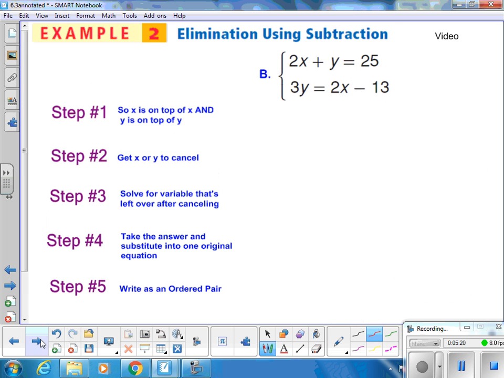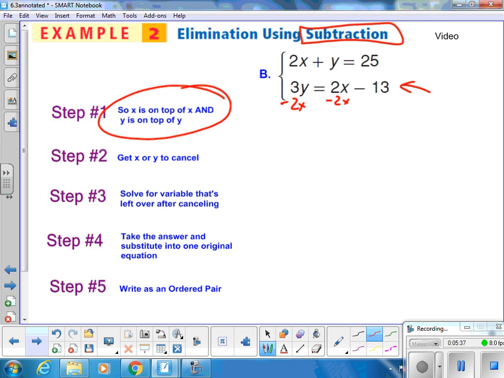All right, I'm going to do some more subtraction. So I'm going to look at my 2 here and see if there's anything I can cancel out. Right, what I'm going to do here is I remember my step one here is to get the x and the y on top of each other, and this is not. So I've got to move some things around. So I'm going to subtract 2x from both sides so I can have negative 2x plus 3y equals negative 13.